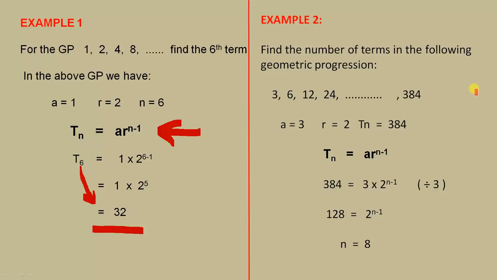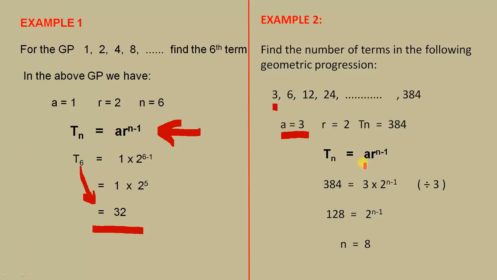Example 2, find the number of terms in the following geometric progression. This is a bit more tricky. However, A is 3, because there it is there. R is 2, 2 3s are 6, 2 6s are 12, etc. And Tn is 384. There it is there. So we're actually not sure which term that is, but we're going to find out.